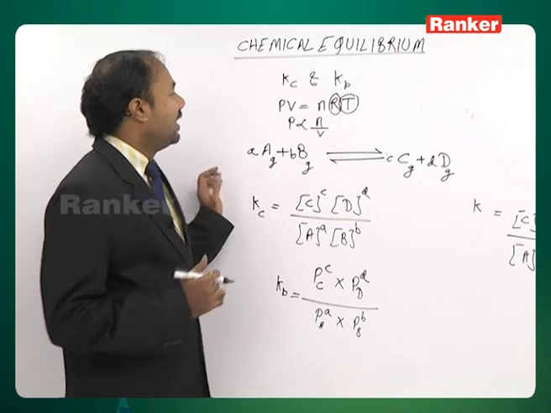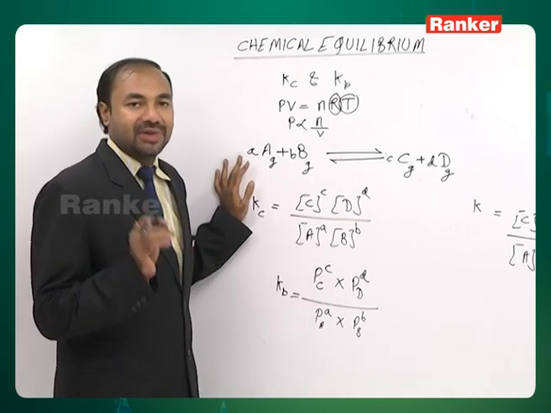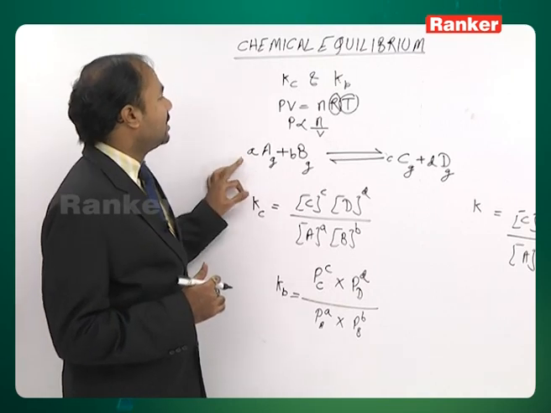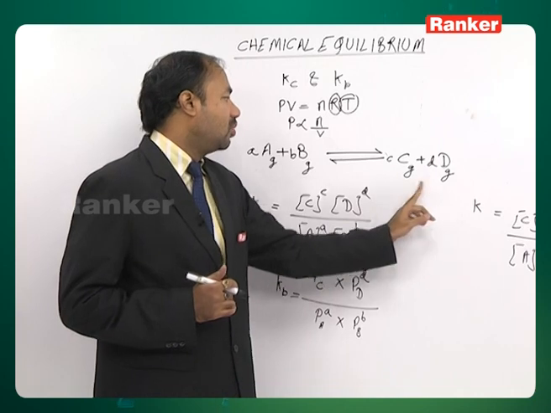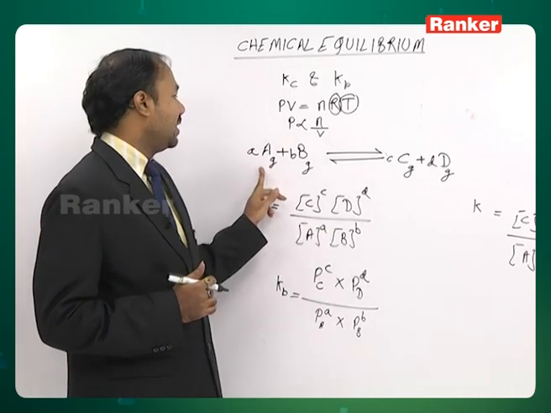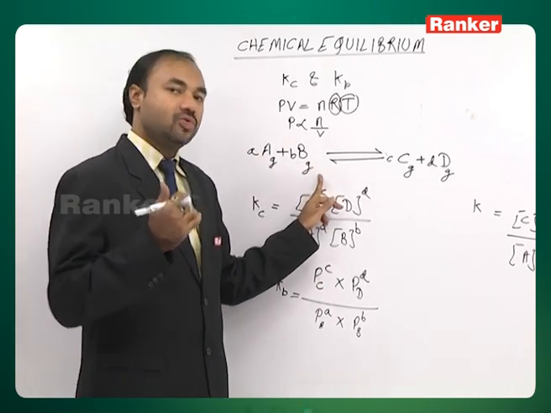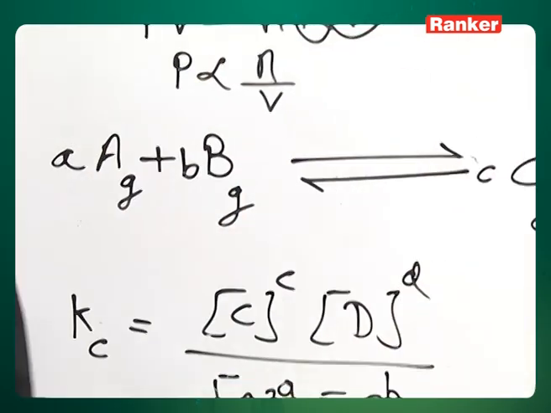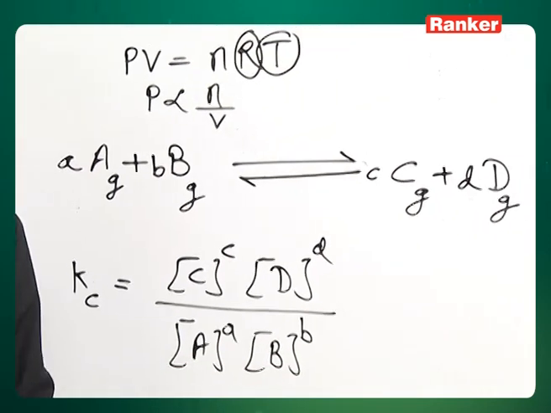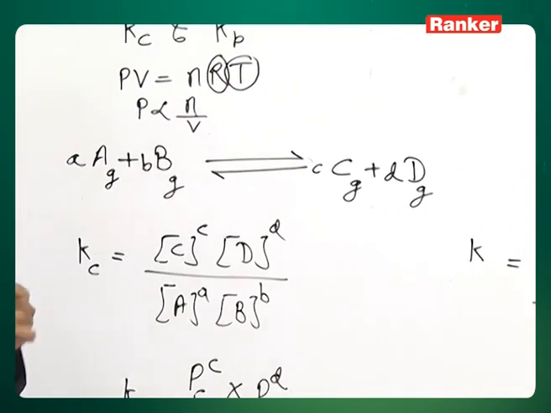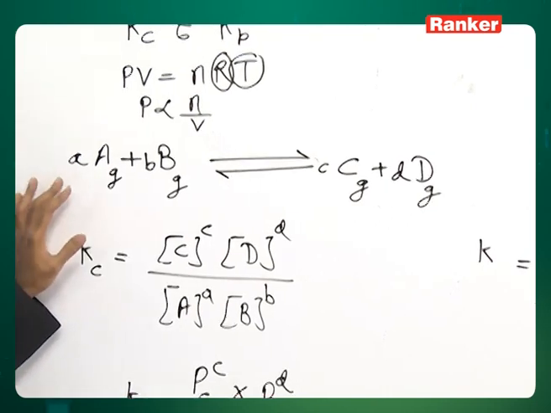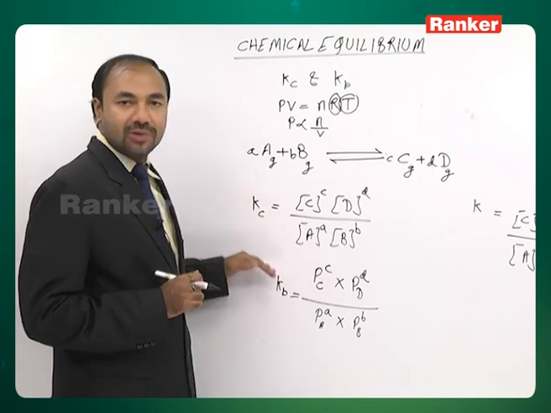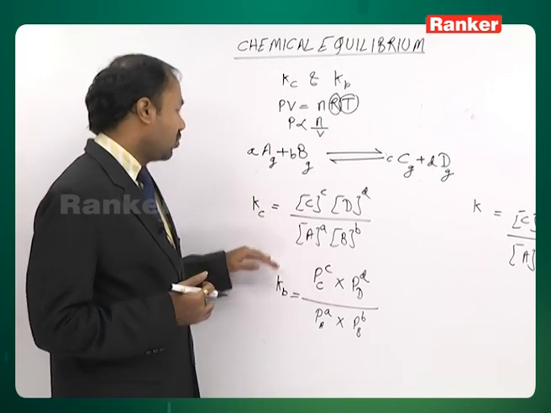There is one more expression of equilibrium which is written in terms of mole fractions. Means what we do there, we write the mole fraction of C into mole fraction of D upon mole fraction of A into mole fraction of B, raised to powers of the respective stoichiometric coefficients. This type of equilibrium constant is usually denoted by Kx. Usually it is not used that much, but sometimes it may be required. Now, we can correlate Kc and Kp also with each other. How? I am going to show you that.